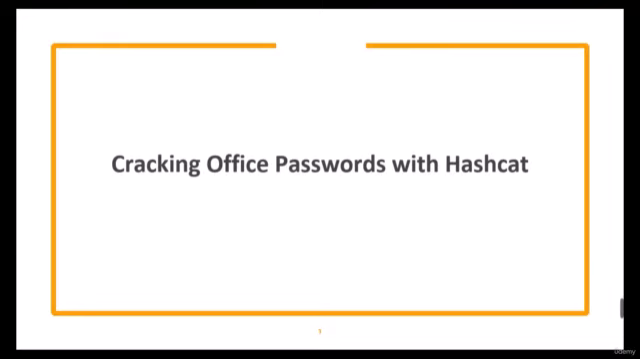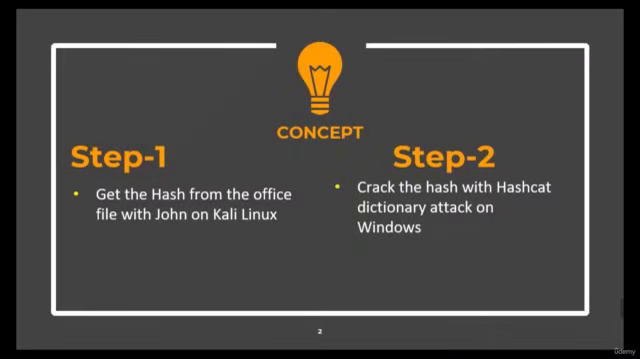In this lecture, we are going to see how we can crack Office passwords with Hashcat. Now the first step is to get the hash from the Office file with John on Kali Linux. And in the second step, we are going to crack the hash with Hashcat dictionary attack on Windows.